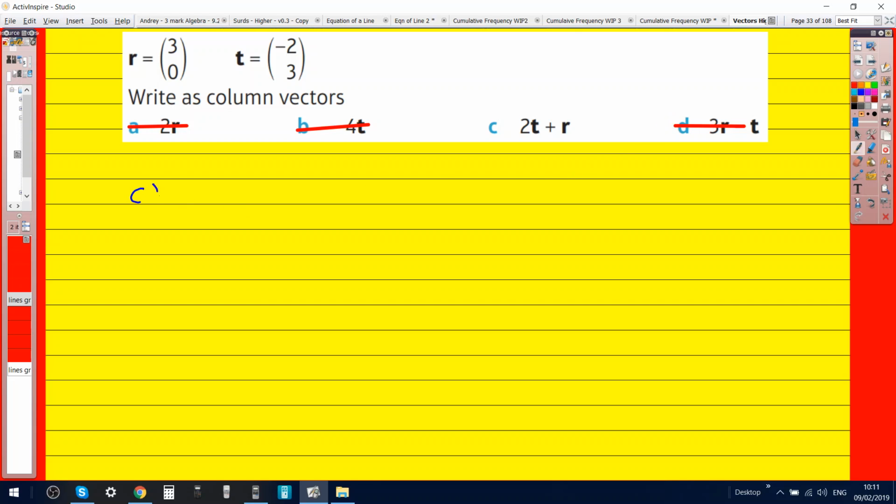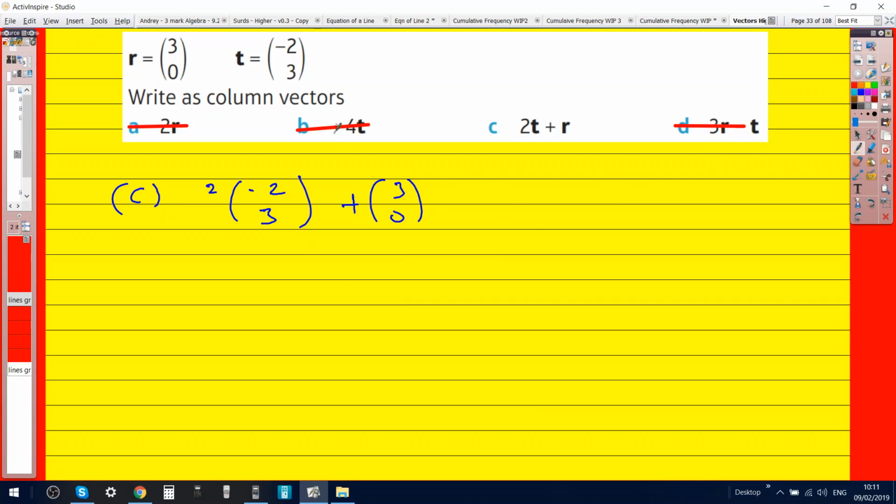What would be C? Okay, would it be 6 and 0 plus this is 2T. 2T? So that would be 4, 6, add 3, 0. Hold on. 2 times minus 2? Minus 1. Oh, sorry. Okay, yeah, minus 1. And 3. But hold on, I forgot to times 2, so it'd be minus 6.